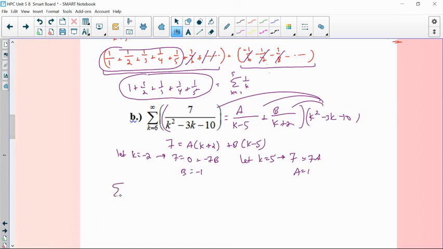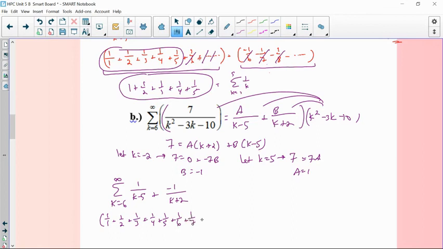So the summation starting at k equals 6. And notice we had to start at 6 because we didn't want to get a 0 in our denominator. So the sum from 6 to infinity of a, which is 1, over k minus 5, plus b, which is negative 1, over k plus 2. So we just have to see enough terms. If you let k equal 6, 6 minus 5 is 1, so you get 1 over 1, and then 1 over 2, 1 over 3, 1 over 4, 1 over 5, 1 over 6, right?